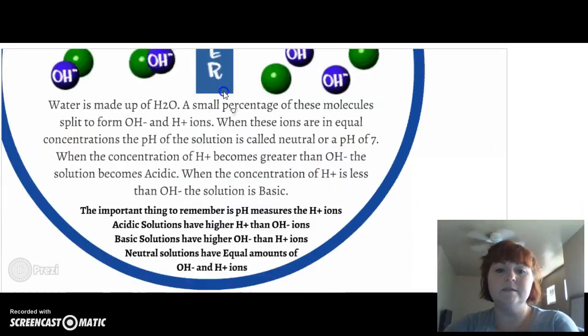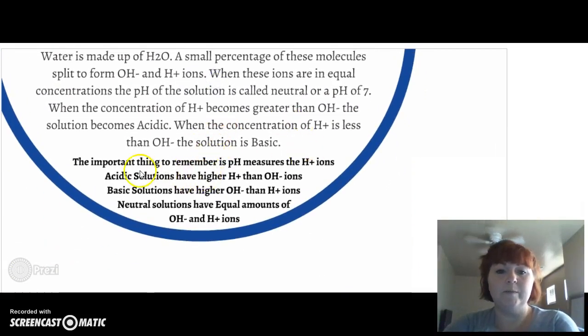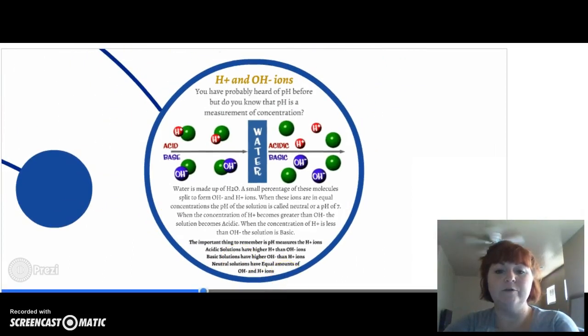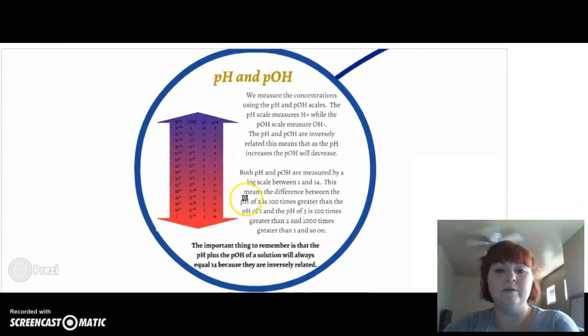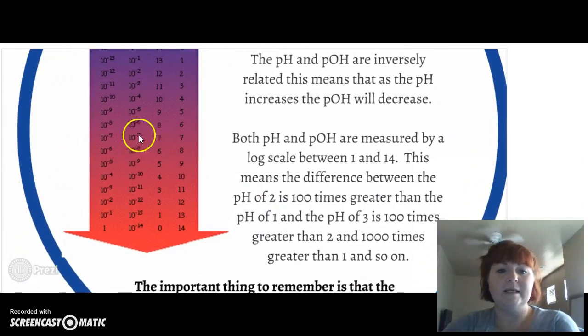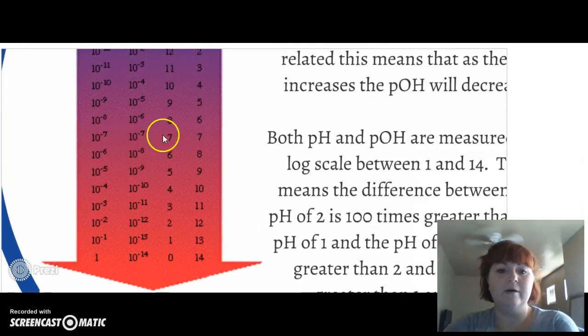So the important thing to remember, though, is that an acidic solution is going to have a higher H plus than OH minus, and a basic solution is going to have a higher OH minus than H plus. But the neutral solution is going to have equal amounts of both, and that's why water, which is H2O, is going to have a 7 on a pH scale as a neutral solution. So what is 7 on the pH scale? 7 is the equal amounts of hydrogen and hydronium.